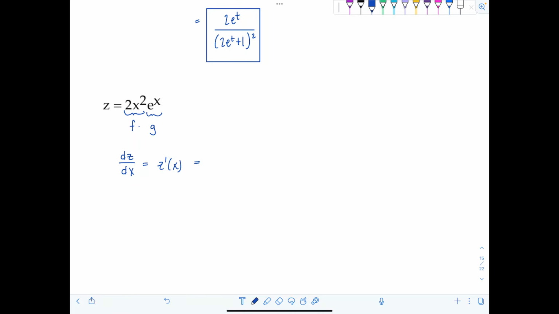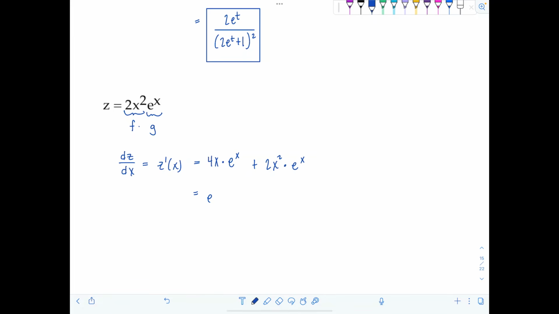Okay, cool. Derivative of 2x squared is 4x times e to the x. It's not g's turn, leave it alone. Plus, f already had his turn, so leave him alone. And then derivative of g, now it's g's turn. How exciting, e to the x. That's it. I mean, you can leave it like that.